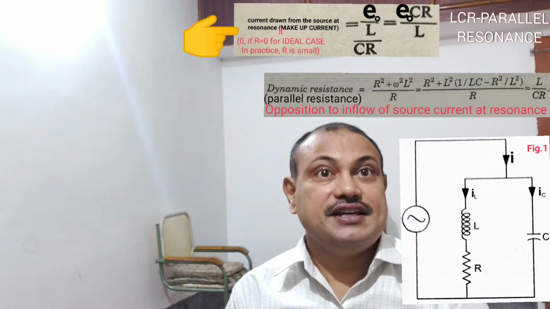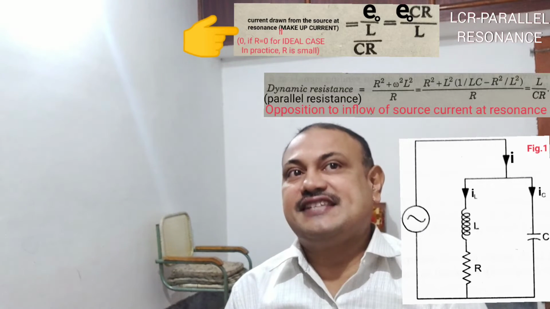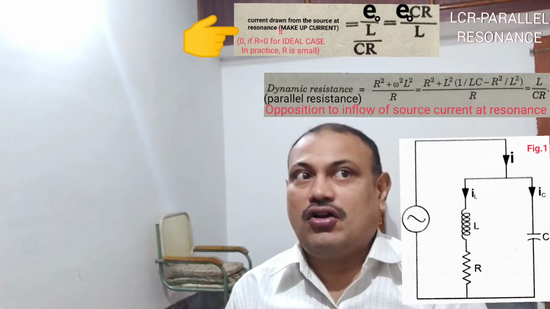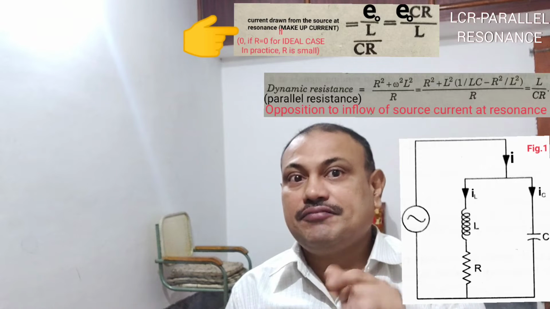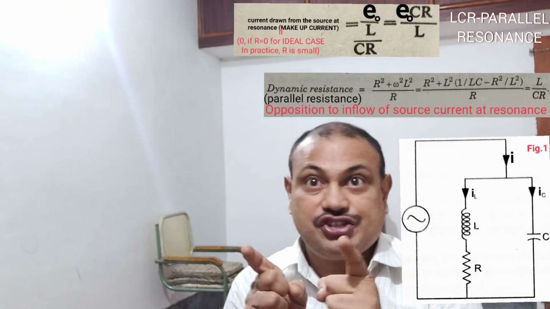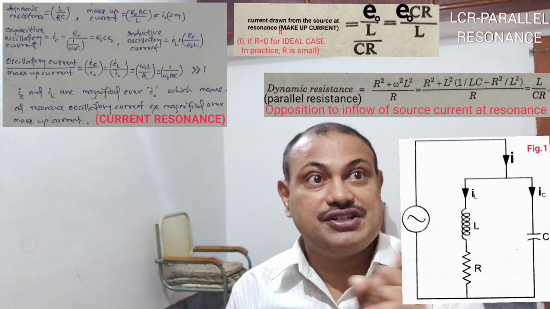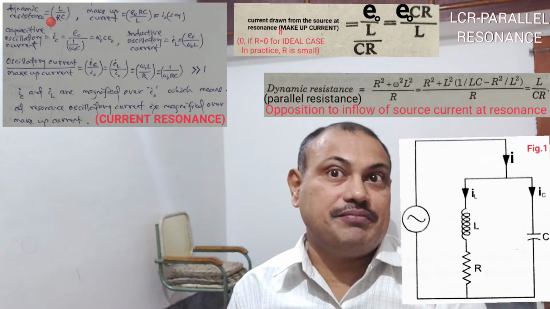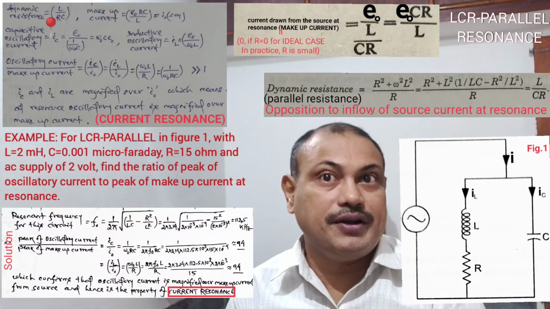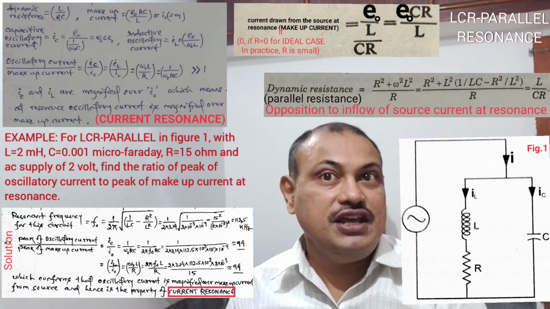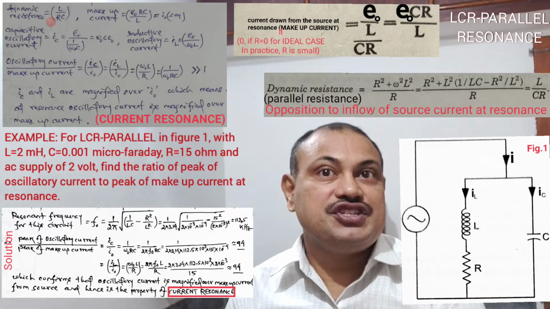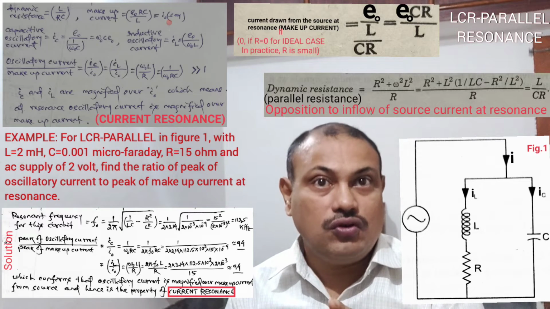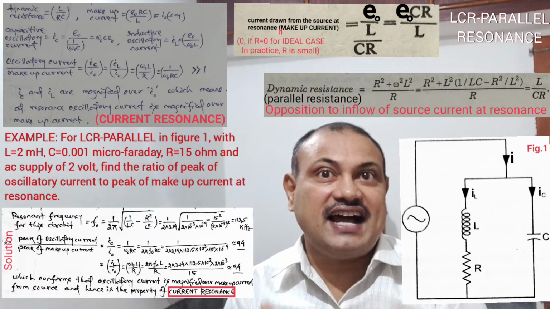This makeup current is 0 if the resistance vanishes, which is the ideal case. But in practice the resistance is small, and the source current and voltage are in phase, but the oscillatory currents through the capacitor and inductor are out of phase. The oscillatory current through the capacitor can be written as IC equal to E0 upon 1 upon omega 0 C, which is omega 0 C E0. Similarly, the oscillatory current IL is equal to E0 upon omega 0 L.